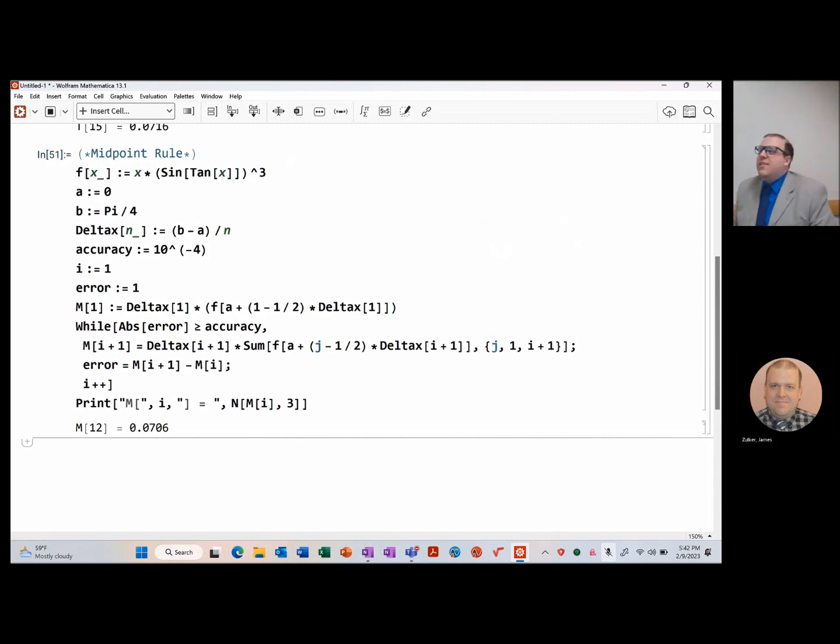Now shift enter, and there is M accurate to 4 decimal places. This one only took 12 iterations to get to the desired accuracy. And 12 subintervals. So it's definitely a bit more efficient than trap.